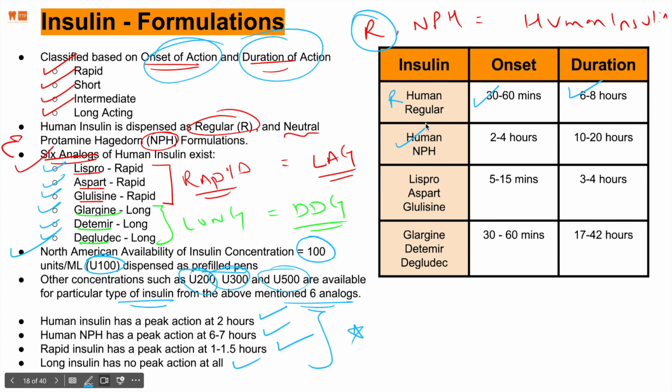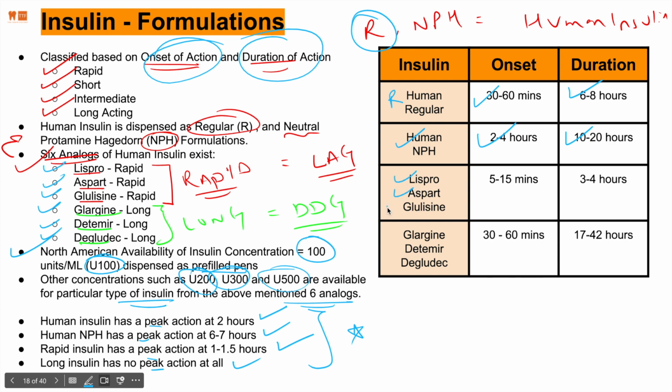NPH, which is neutral protamine Hagedorn, has an onset 2 to 4 hours after administration, and it will last 10 to 20 hours in duration. Again, remember, these are peak actions here.